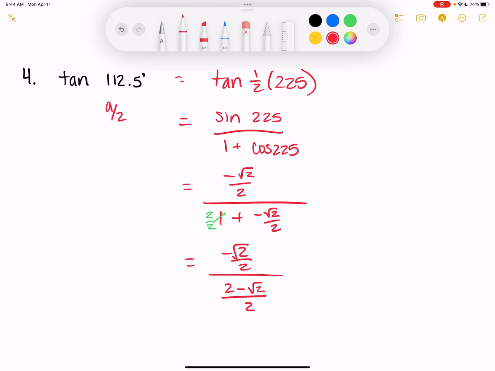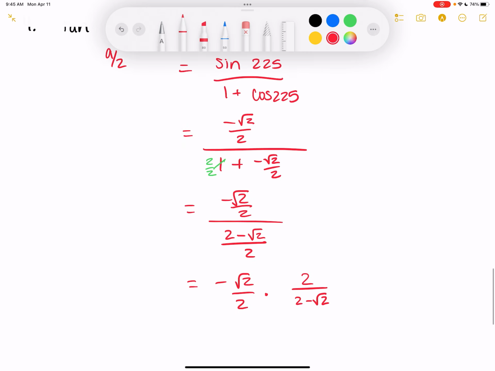So now I'm dividing by a fraction. It's a different kind of looking fraction, but I do the same thing. I'm just going to flip it. So that's going to give me negative root 2 over 2 times 2 over 2 minus root 2. I'm going to let y'all get there for a second, and then I'll keep going.